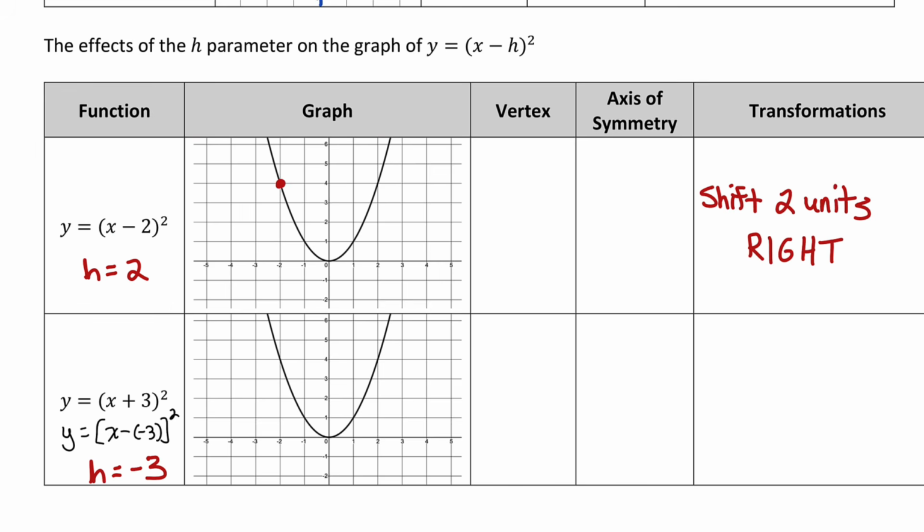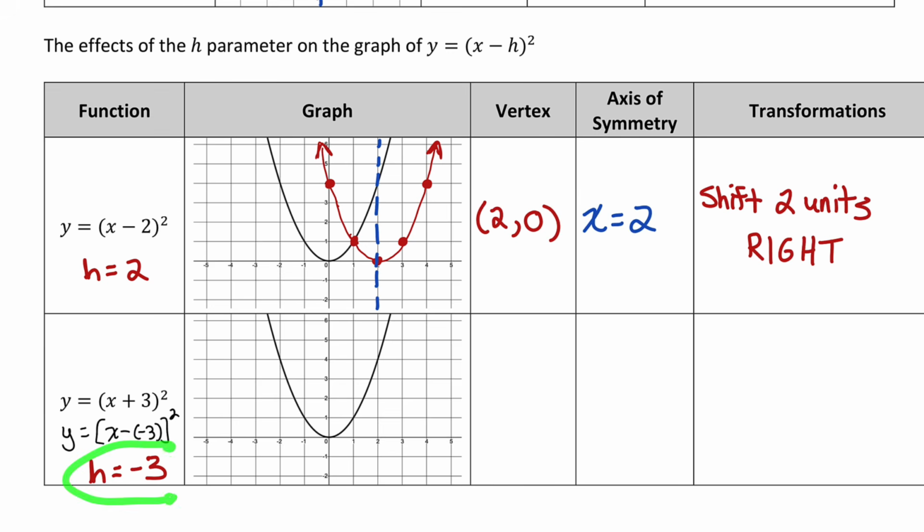So I can take a few points that are on the graph of y equals x squared, and then just shift them all 1, 2 units to the right. And then connecting them gives me the graph of my transformed quadratic. Its vertex is now at the point (2, 0). And since the axis of symmetry always goes through the vertex, I know that the x-coordinate of all of the points on that axis of symmetry are going to be 2, since the x-coordinate of the vertex is 2, meaning the equation of the axis of symmetry is the vertical line x equals 2.